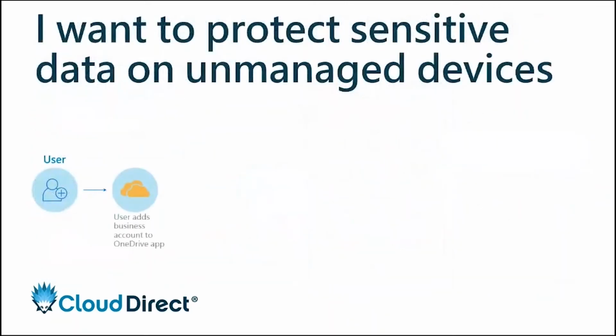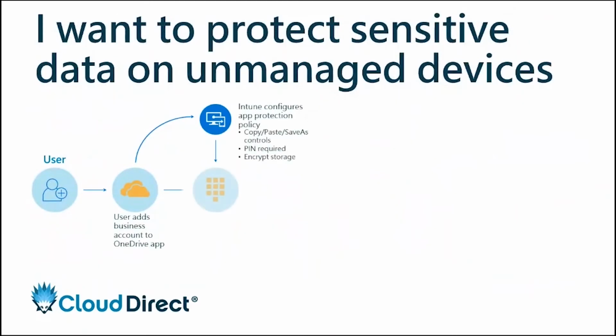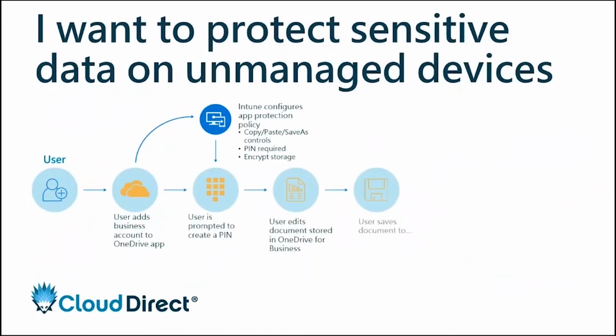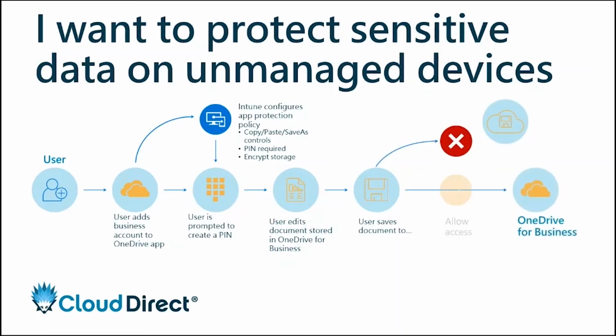So again, just to talk through some examples. So this is protecting data on an unmanaged device. So the user adds his OneDrive for Business account to, say for instance, an iOS device. He's already got the app on there. When he logs in, Intune configures app protection policy, so copy and paste, save as controls. It flags that there's a PIN requirement and the storage is to be encrypted. So the user is prompted to create a PIN. The user can edit the document and then save it into OneDrive for Business. If they then try to save it to some other location, it won't be allowed. But if it's to OneDrive, it will be allowed.